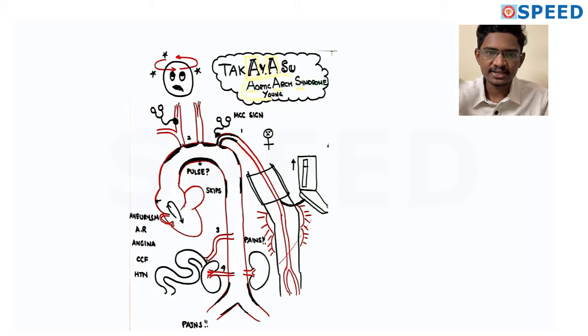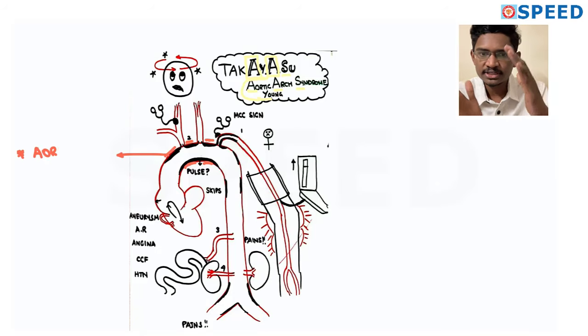Takayasu arteritis. Arteritis means some vessel is inflamed. What vessel? Takayasu, meaning aortic arch syndrome. The aortic arch is inflamed here. Why? Meaning in young patients, less than 60 years, having aortic arch vasculitis, you should think of Takayasu arteritis.